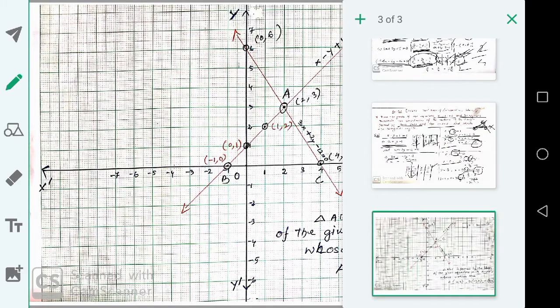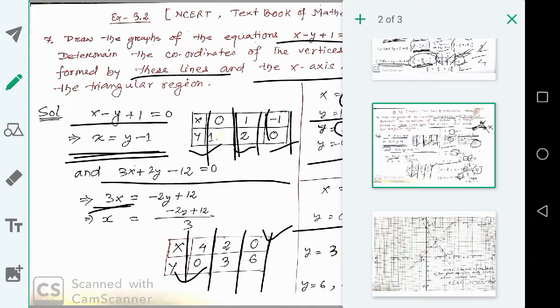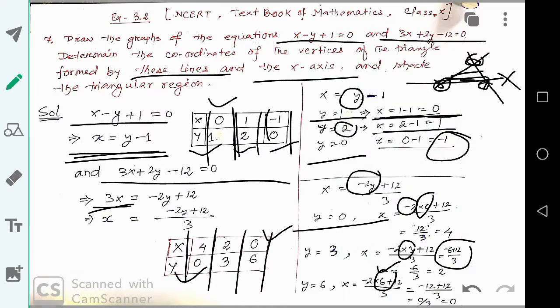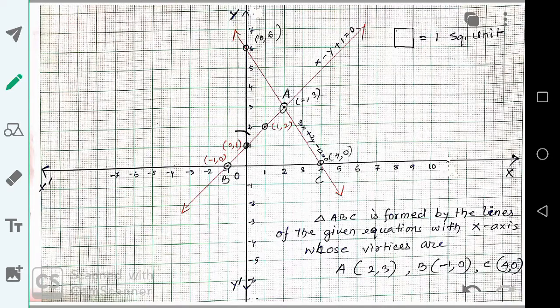Now you see, what were the points of the first equation? 0, 1, 1, 2, minus 1, 0. So we have plotted here 0, 1, then minus 1, 0, then another point, 1, 2. These are the 3 solutions of the first equation. Then we have joined them with the help of a scale in order to obtain this graph. This is the graph of this equation.